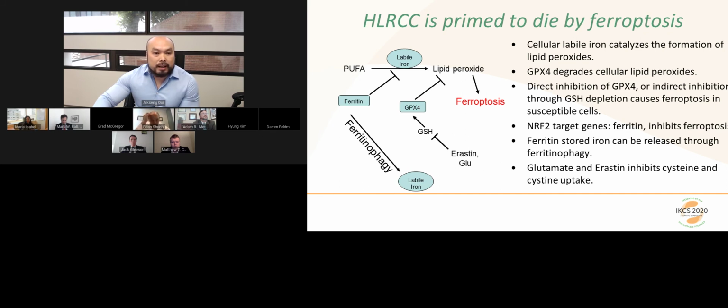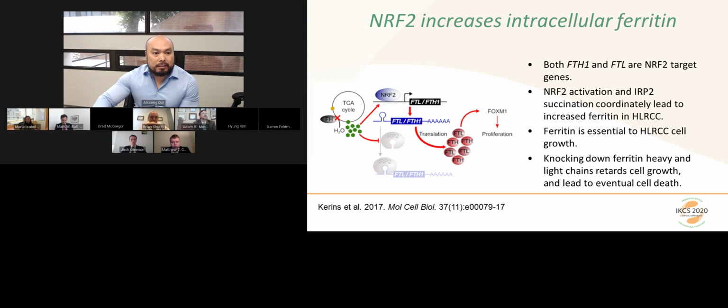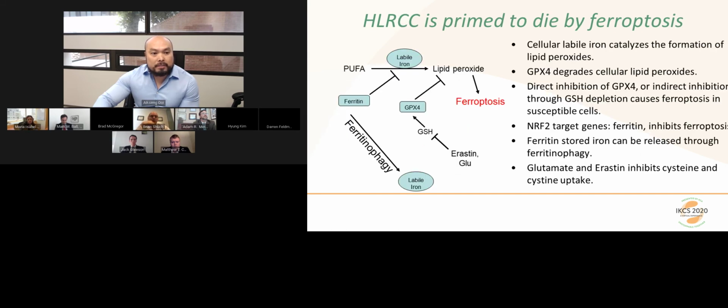Now, ferroptosis is an iron-dependent cell death, and how this works is when there's polyunsaturated fatty acid in the cell and there's labile iron in the cell, the labile iron will generate reactive oxygen species, which can oxidize the polyunsaturated fatty acid to form lipid peroxide.